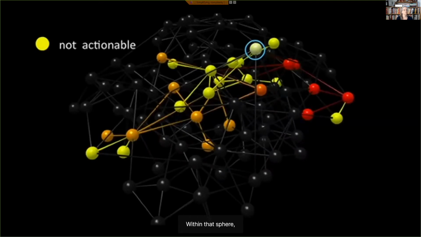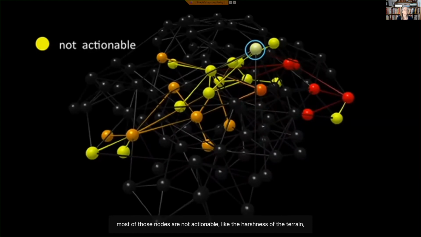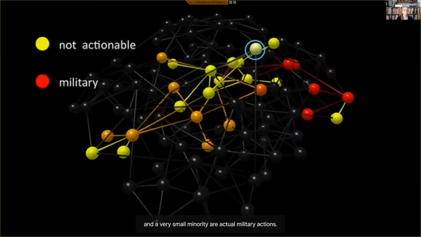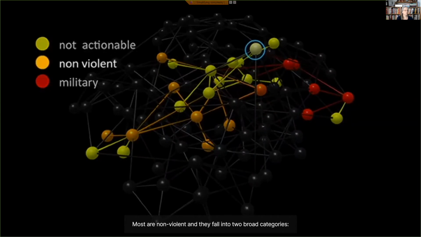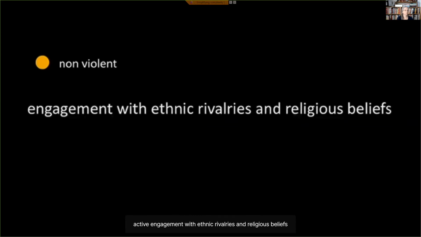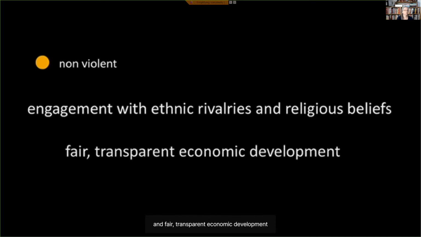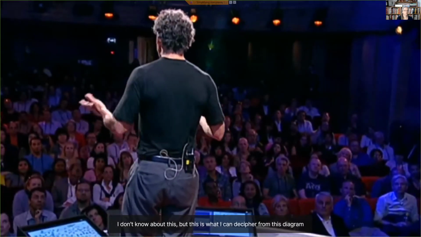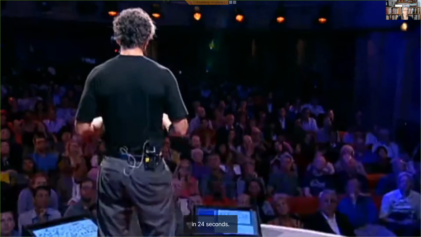Within that sphere, most of those nodes are not actionable, like the harshness of the terrain, and a very small minority are actual military actions. Most are nonviolent, and they fall into 2 broad categories: active engagement with ethnic rivalries and religious beliefs, and fair, transparent economic development and provisioning of services. I don't know about this, but this is what I can decipher from this diagram in 24 seconds.